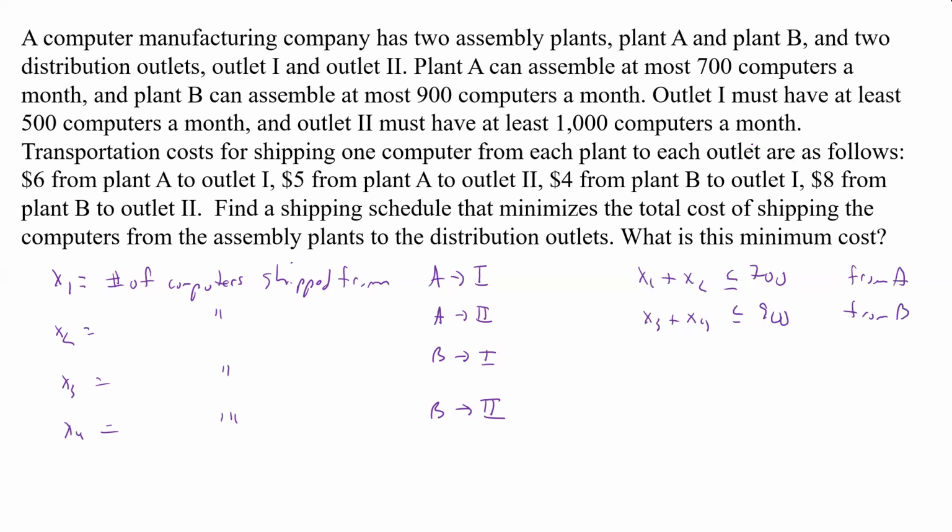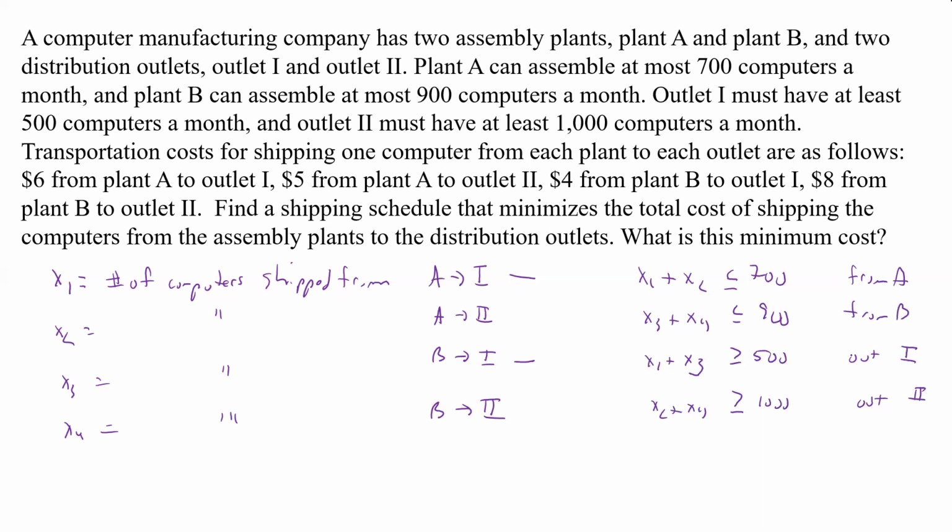Now, outlet one must have at least 500 computers. That means this one and this one, so we have x1 plus x3, and that has to be greater than or equal to 500. That's outlet one. And then outlet 2 is going to be X2 and X4, and that has to be greater than or equal to 1,000. And that's outlet 2.